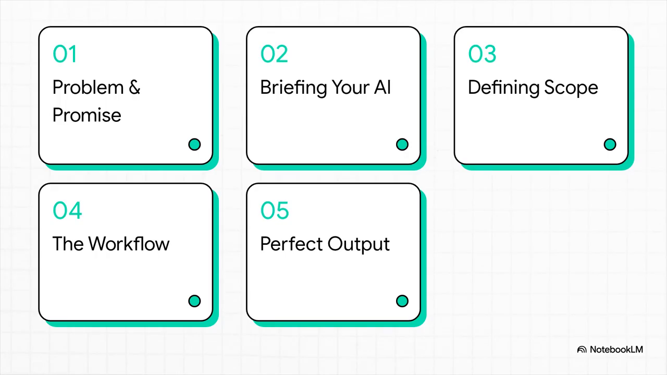All right, so here's our roadmap for this explainer. We're going to walk through this whole process step by step. We'll start with how to brief your AI, then we'll get into defining your project's scope with something called a context package. After that, we'll set up a truly collaborative workflow, and finally, we'll make sure you get the perfect output every single time. Let's dive in.